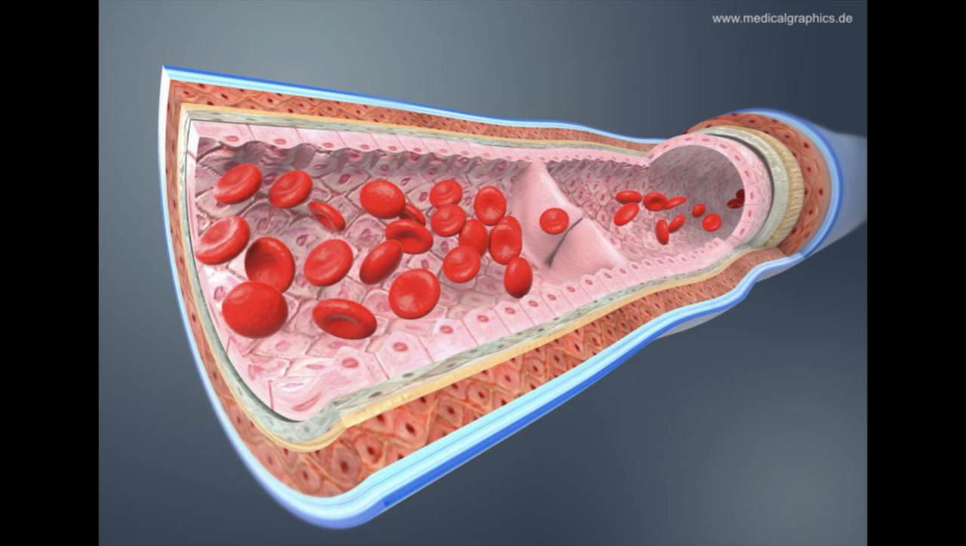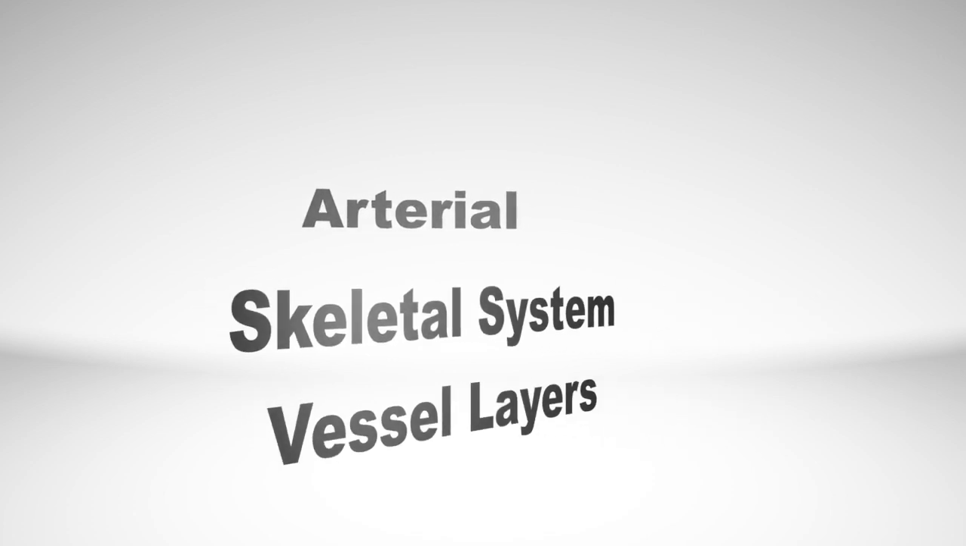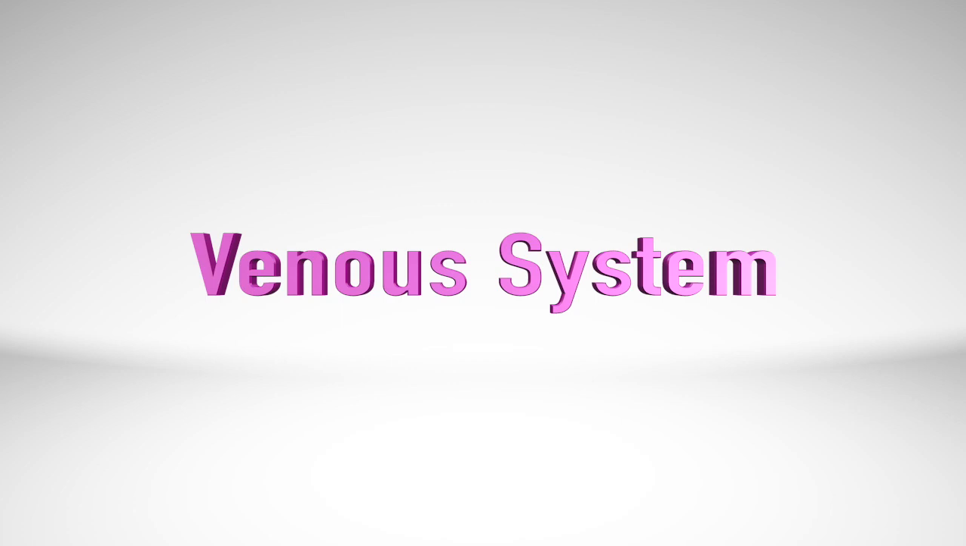Understanding the basics of the vascular anatomy and how each layer impacts your vascular procedures is crucial for safe practice. We've discussed the skeletal system, the arterial system, and also the structure of our vessels. Now we're going to get right into the venous system.